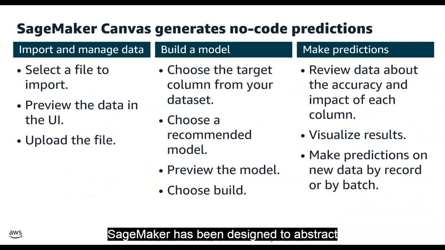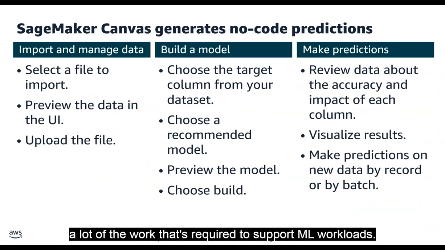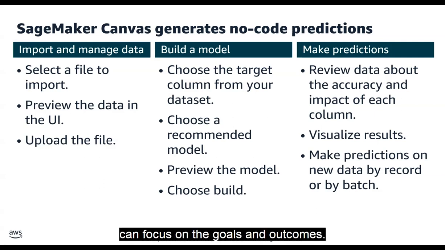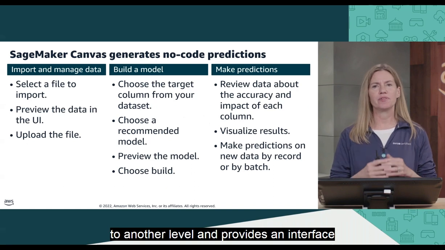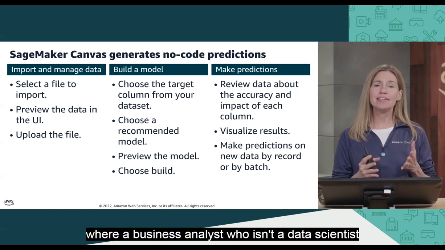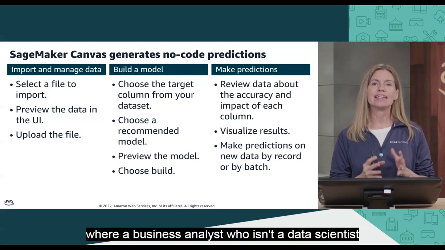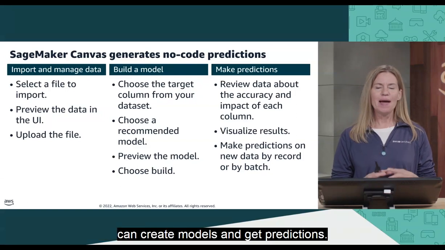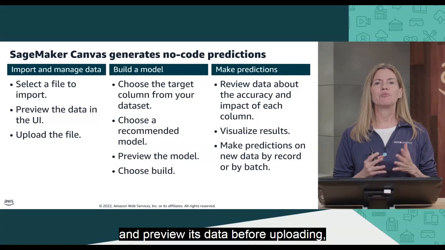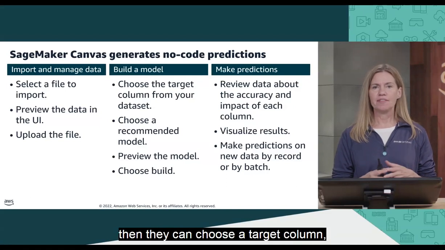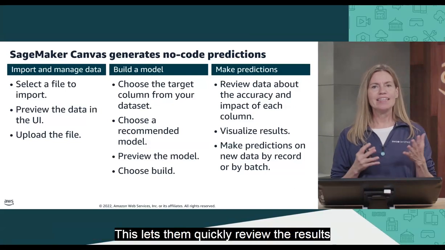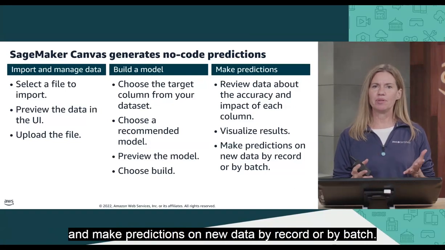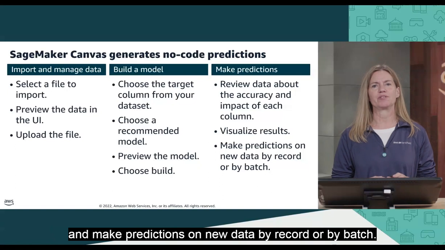SageMaker has been designed to abstract a lot of the work that's required to support ML workloads. By using the service, data engineers and data scientists can focus on the goals and outcomes. SageMaker Canvas takes the abstraction to another level and provides an interface where a business analyst who isn't a data scientist can create models and get predictions. A business user can select a file and preview its data before uploading. Then, they can choose a target column and a recommended model and preview and build the model. This lets them quickly review the results and make predictions on new data by record or by batch.